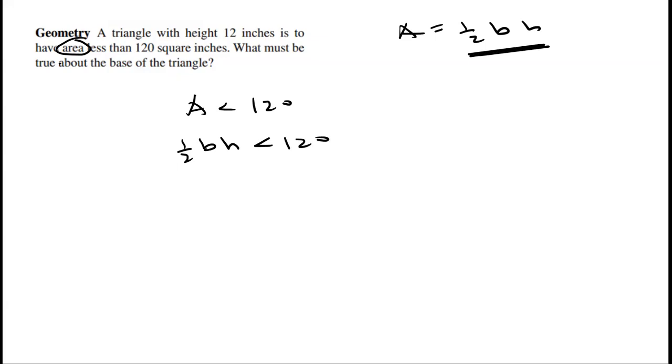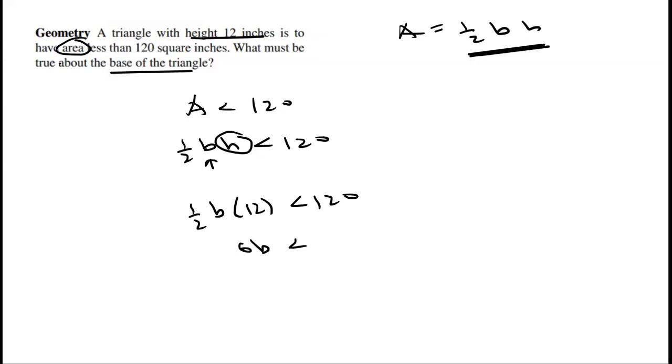Well, we want to find out what the base is. What's the base of the triangle? We want to solve for B. Well, they tell us what H is. H is the height, which is 12 inches. So we have 1/2 times the base times 12 is less than 120. Okay. Well, 1/2 times 12 is 6, right? 12 divided by 2 is 6, or half of 12 is 6. So that's going to give us 6B less than 120. Then we're going to divide everything by 6. So B has to be less than 20, okay? Inches.